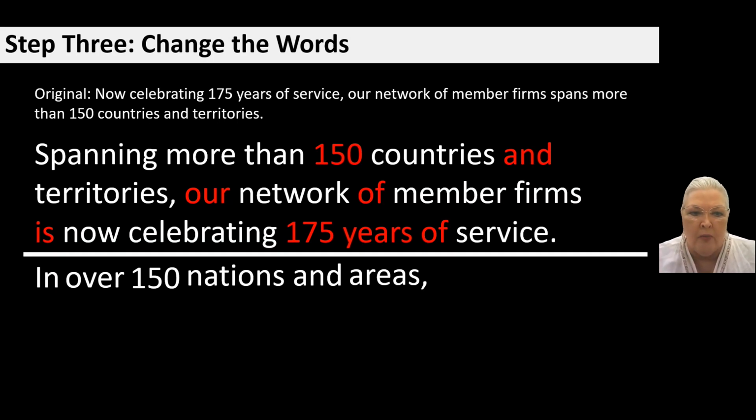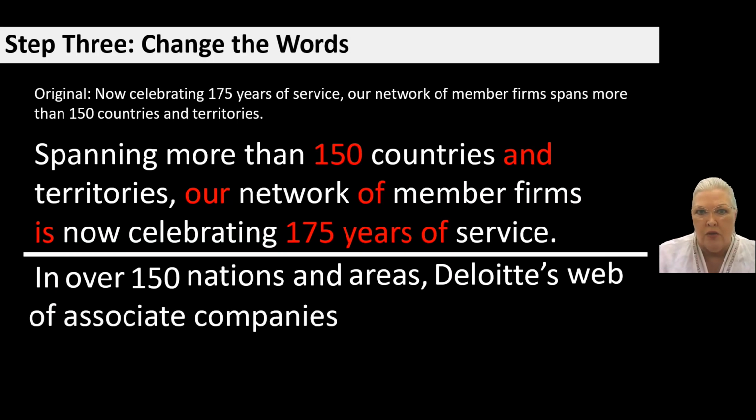Our network of member firms. So we're going to say our web, right? But who is our? Our is Deloitte, because I found this information on their website, but I'm writing a paper that's reporting on Deloitte. So I don't really mean our, I mean Deloitte's, right? Web, which we'd already identified, of member firms. What are member firms? Well, they're companies. They're companies that are kind of partnering with Deloitte or associating with Deloitte. So this is what I chose.